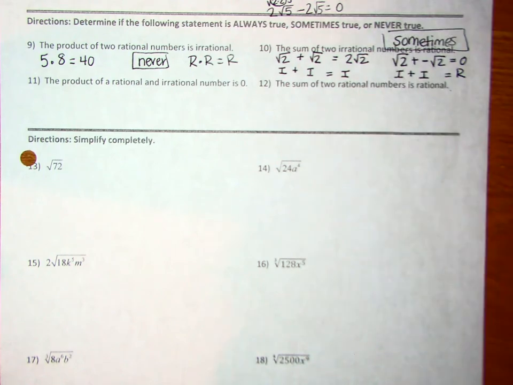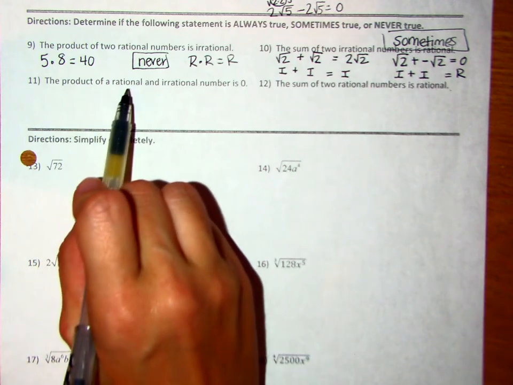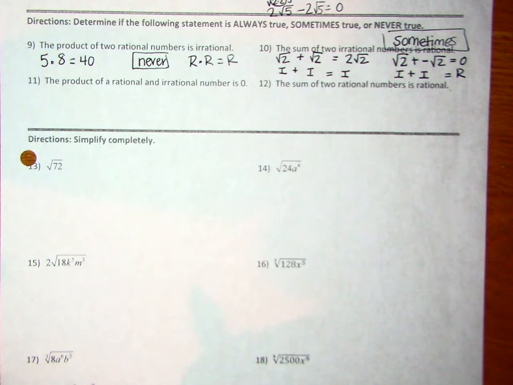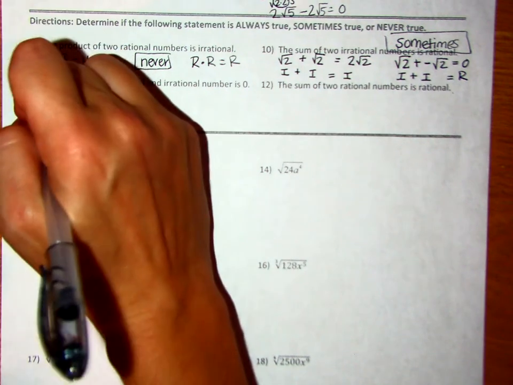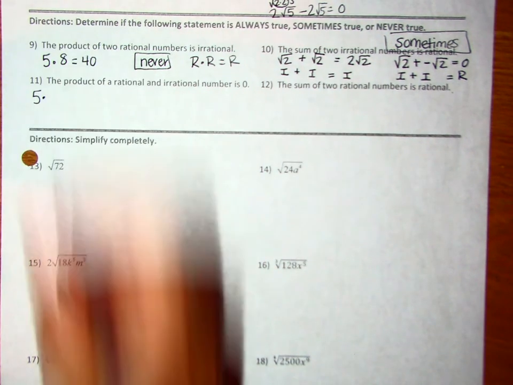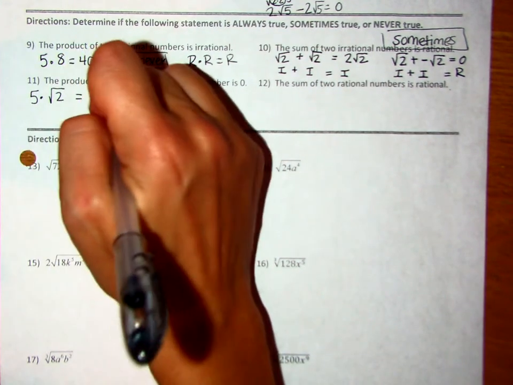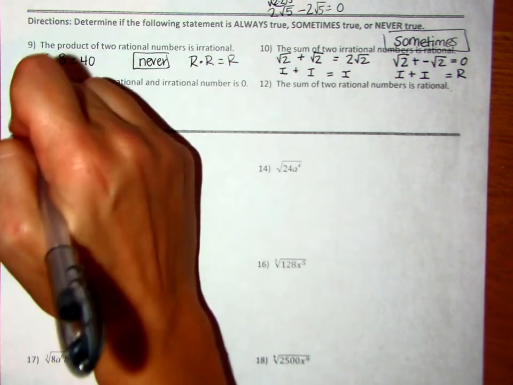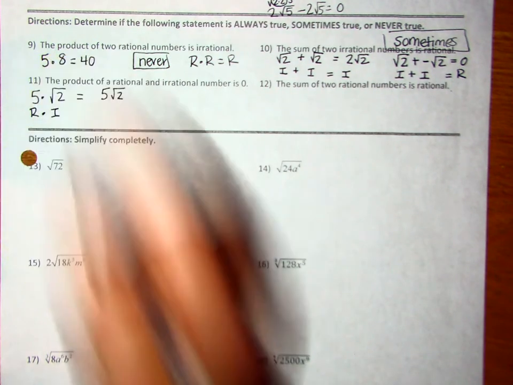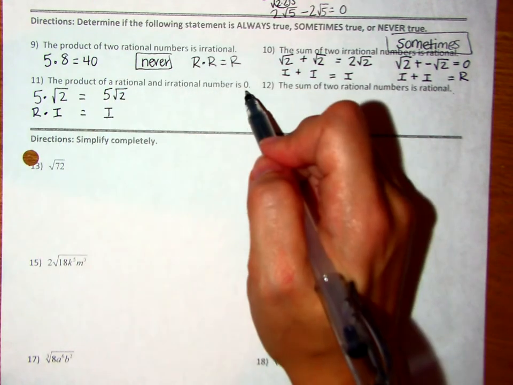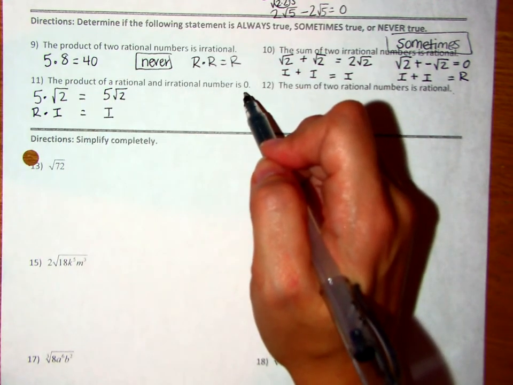All right, let's do another example. The product of a rational and an irrational number is 0. Well, let's try it. Let's take our rational number 5 and our irrational number square root of 2. What happens when we multiply them together? We get 5 square root of 2. So this is a rational times an irrational. What is the result? Irrational. Is that what we were going for? No, we were going for 0.